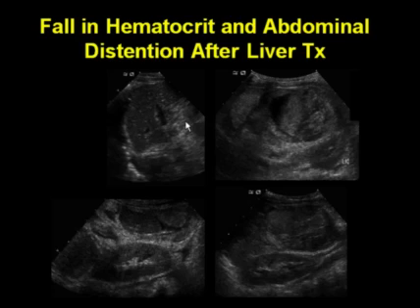On the other hand, here is a patient in the ICU who developed a precipitous fall in hematocrit shortly after liver transplantation associated with rapid abdominal distension. This patient was not in any position to move out of the ICU, and ultrasound was very helpful in demonstrating large collections of blood within the abdomen. So here we have some views of the liver, transverse view of the liver.